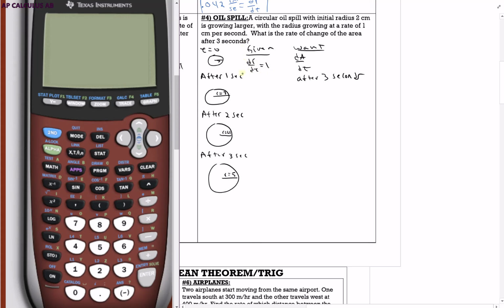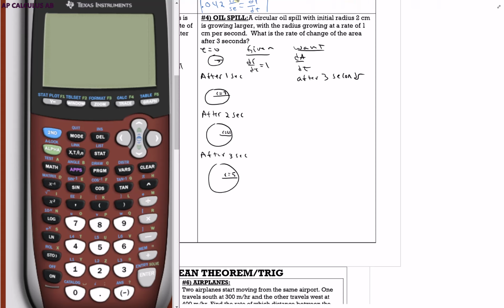So if we think about what happens after 3 seconds, well, at time equals 0, the radius was 2. After 1 second, it grew by 1, right? The rate of change of the radius is 1, so it grew by 1 to now being a radius of 3. After 2 seconds, it grew by 1 more, which makes it now 4. And after 3 seconds, it grew by another 1 more. The radius grew by 1 more, and it got to 5, right? So after 3 seconds, the radius is 5, all right?